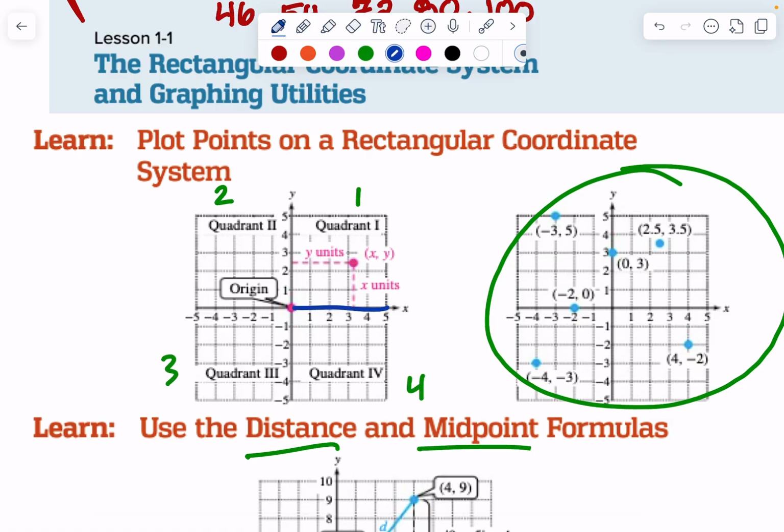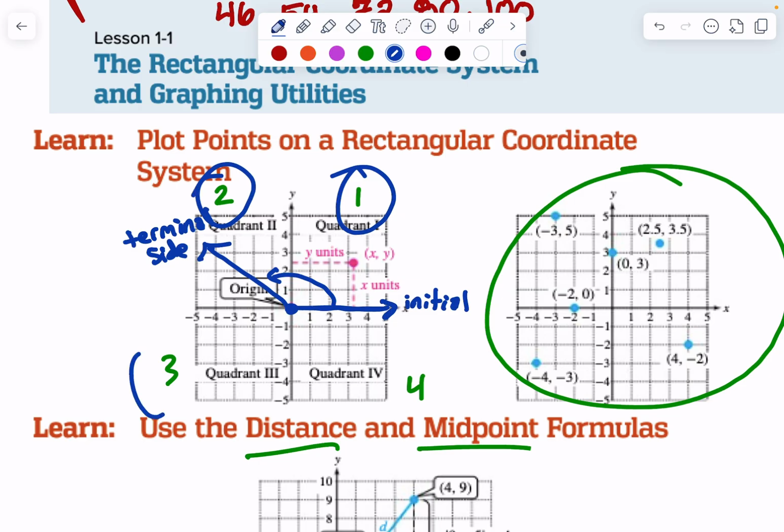And I always talk about why in trig, because later on we will be putting angles in standard position. Standard position for an angle has what's called an initial side, and then it rotates around in this direction, and this is called the terminal side. It rotates in a counterclockwise rotation, 1, 2, 3, 4. And that's why the quadrants are named that way, if you ever had any question why.